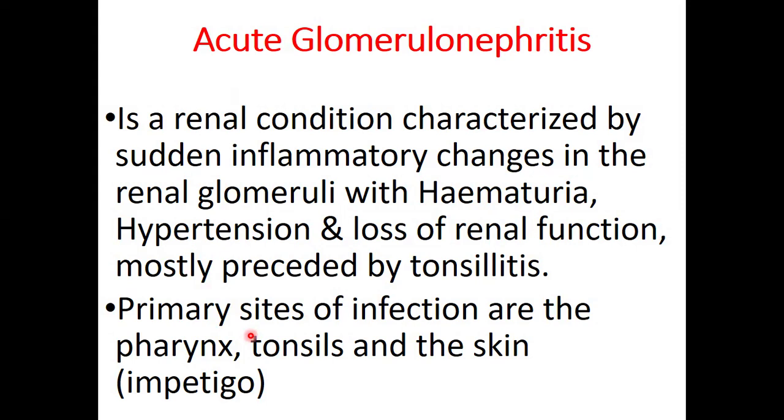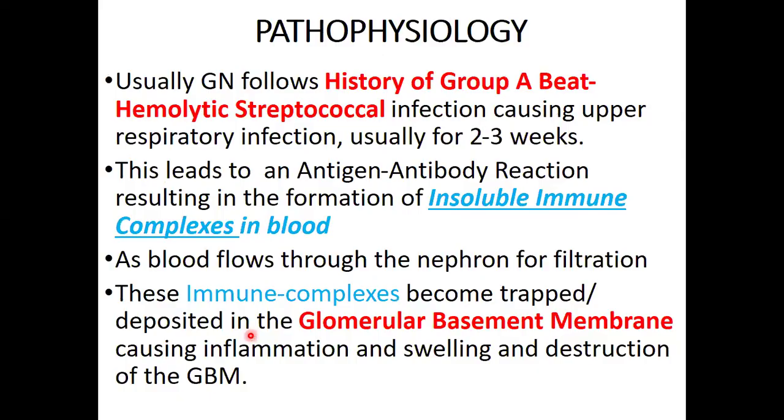So, acute, characterized by sudden inflammatory changes in the glomerulus. The patient presents with hematuria, presence of blood in urine, which is an abnormal finding. Hypertension, loss of renal function, mainly glomerular filtration rate drops. So the patient develops oliguria. Then there's almost always a history of upper respiratory tract infection such as tonsillitis, pharyngitis, or skin infection, impetigo. All these are associated with group A beta hemolytic streptococcus. This is a notorious microorganism associated with glomerulonephritis.